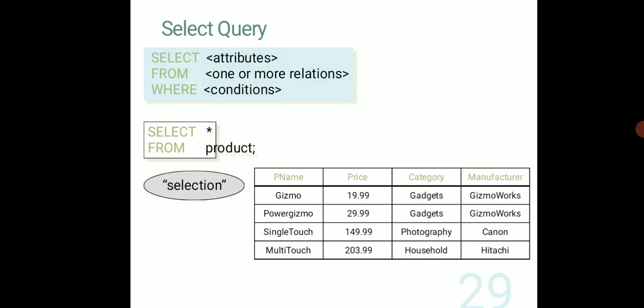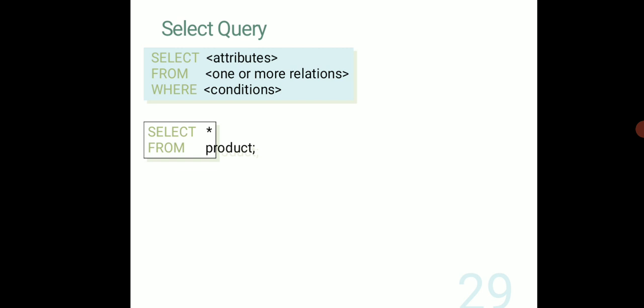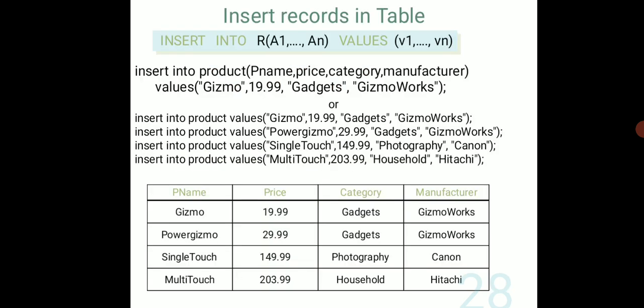And then the where condition we have seen, right? Based on the where condition, the result will be displayed. If you give select star from product, the whole data will be displayed. If you need any condition, you can give the condition in the where part. So based on the where part, the selected data will be displayed. All the tuples that match the condition, only those tuples are displayed here.